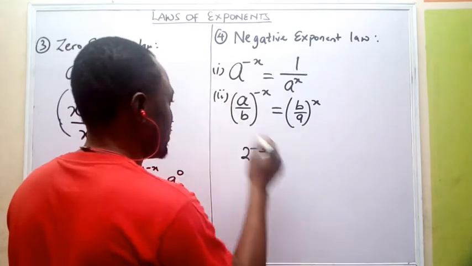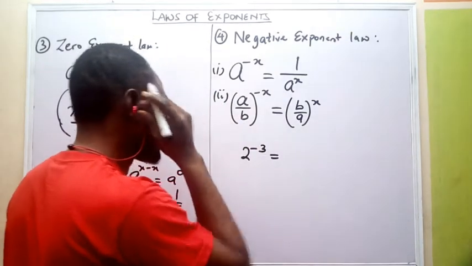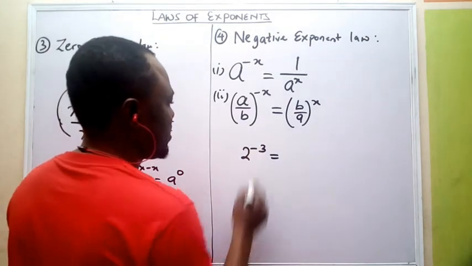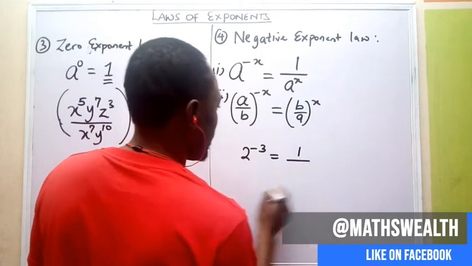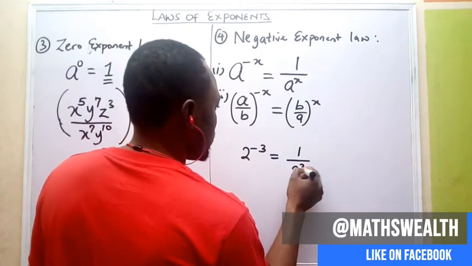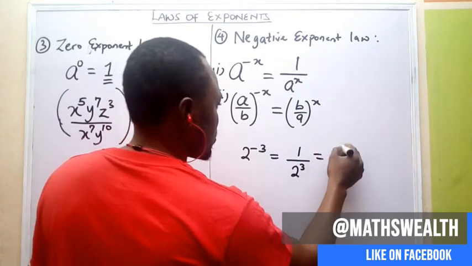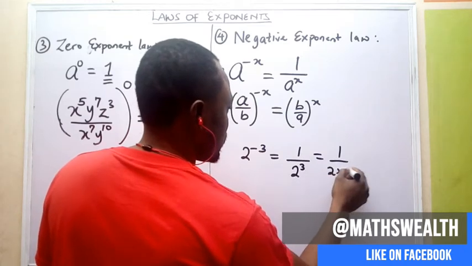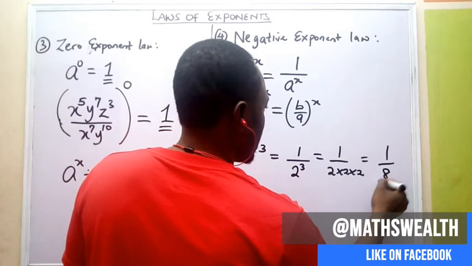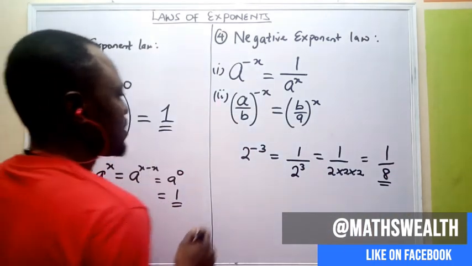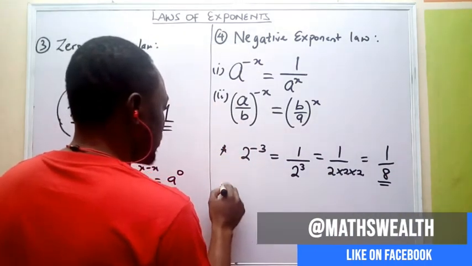So for instance, if I have, let's say, 2 to exponential negative 3, because I have a negative exponent, this negative means 1 over, so I'll reproduce this 2 to exponential 3, which is 1 over 2 times 2 times 2, which would give me 1 over 8. So that's that.